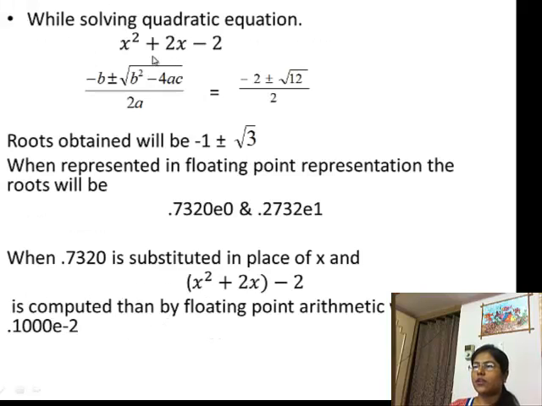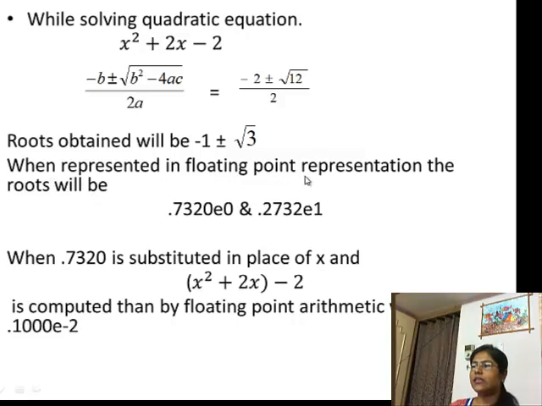Now solving a quadratic equation, that is x square plus 2x minus 2, the value of x can be found out using this formula. With this formula, a is the coefficient for x square, which is equal to 1, b is the coefficient for x, which is equal to 2, and c is equal to minus 2. So putting these values in this equation, we have minus 2 plus minus under root of 12 upon 2. So the roots obtained are minus 1 plus minus under root 3.